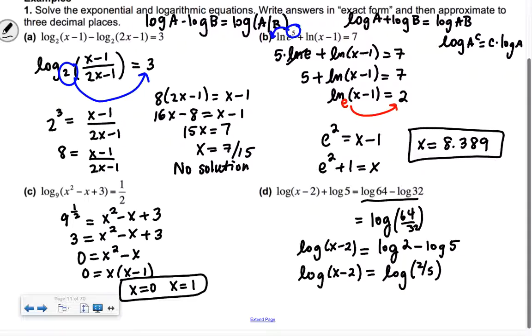This is easier than it looks, isn't it? We just set x minus 2 equal to 2/5. That's all you do. So you're going to have x minus 2 equals 2/5.